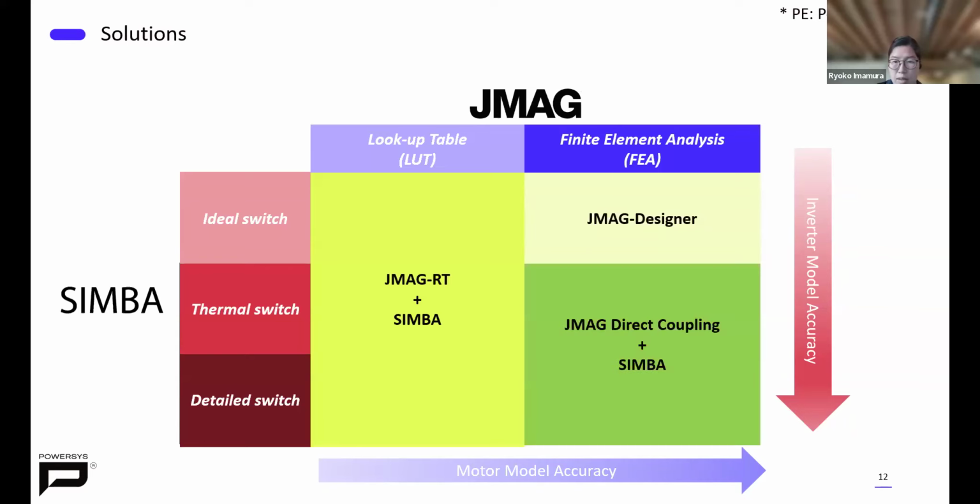Then here comes the last one. At the bottom, we combine the detailed switches in SIMBA with direct FEA simulation from JMAG. This is the highest fidelity option, with real-time coupling between inverter and motor models for accurate loss, ripple, and fault analysis. SIMBA and JMAG together give you the flexibility to pick the right trade-off for your project, speed versus accuracy. Okay, next, going back to Guillaume, who will introduce an actual example scenario for SIMBA-JMAG coupling analysis.